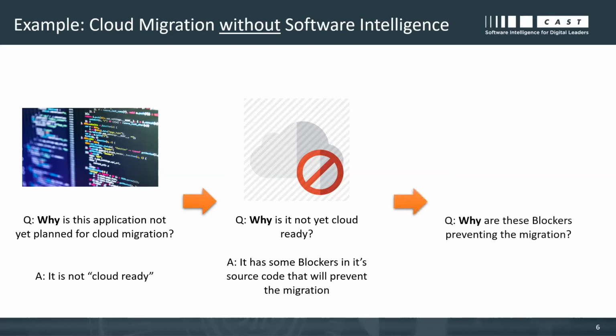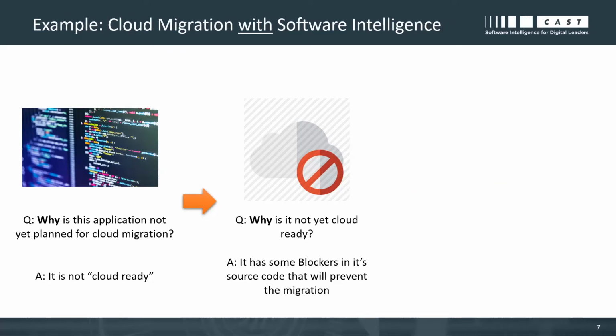But then if you ask that next level question, why are these blockers preventing the migration? This is where it's challenging to answer that question if you don't have software intelligence, because as we said, there's not enough skilled resources to go around that could answer these questions across all the companies and all the applications that are trying to be modernized and migrated to the cloud. So if you have software intelligence, you have a piece of technology that could actually help empower teams to answer this question if they don't have the resources or skills to do that.